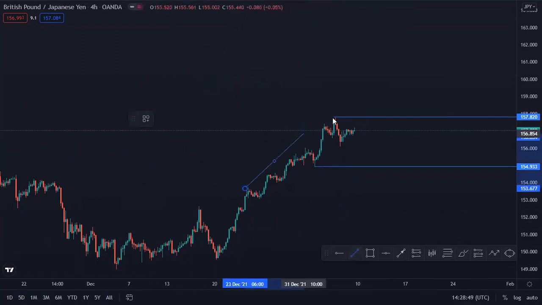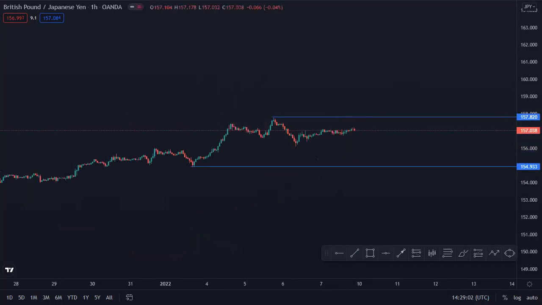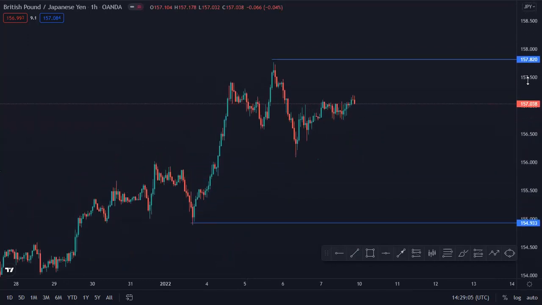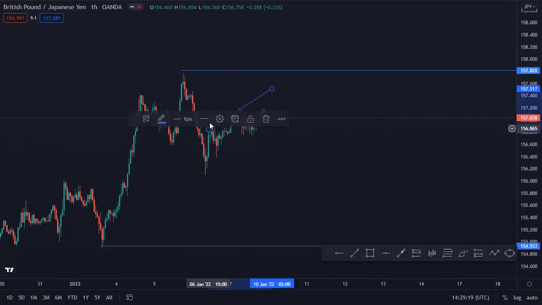Yeah, as you can see, guys, this was something like this, but like I said, I don't like using too much of stuff like this. So let's go back to H1 and see what we have. As you can see, we have something like a continuous correction here. The market moved impulsively and it's currently correcting.